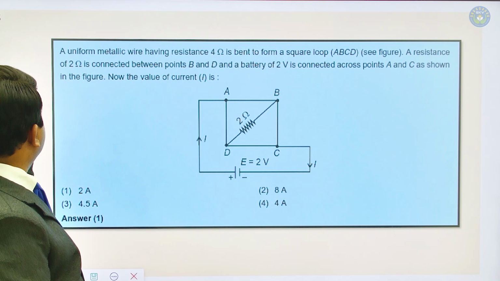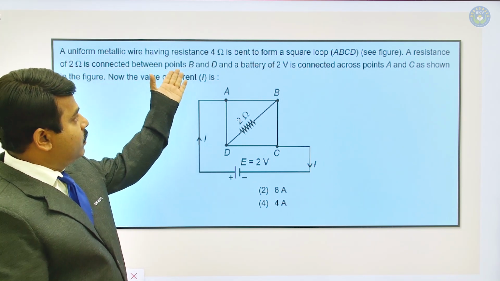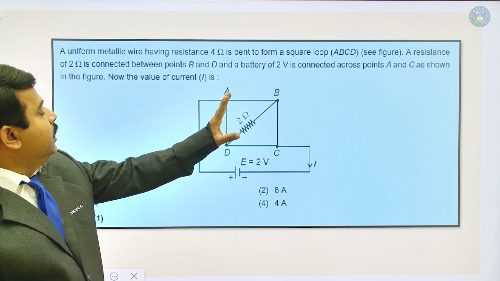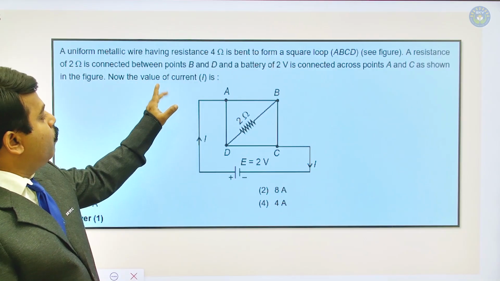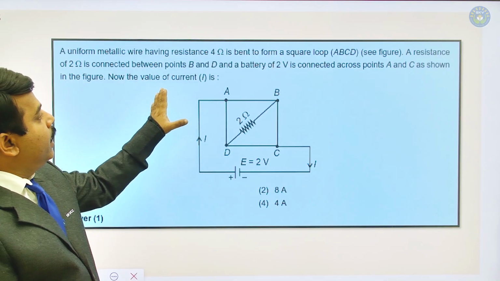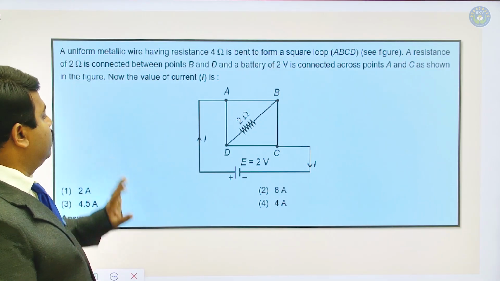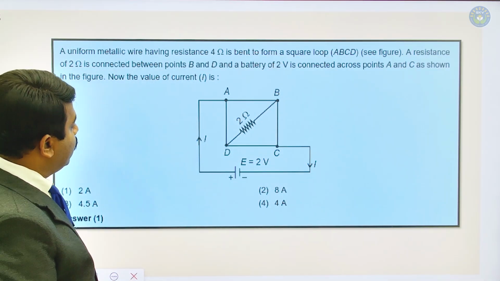Now let us do question number 27. A uniform metallic wire having resistance 4 ohm is bent to form a square, right? A resistance of 2 ohm is connected between the points B and D, and a battery of 2 volt is connected at the points A and C as shown in the figure. Between A and C, one battery is also plugged. Now the value of current.